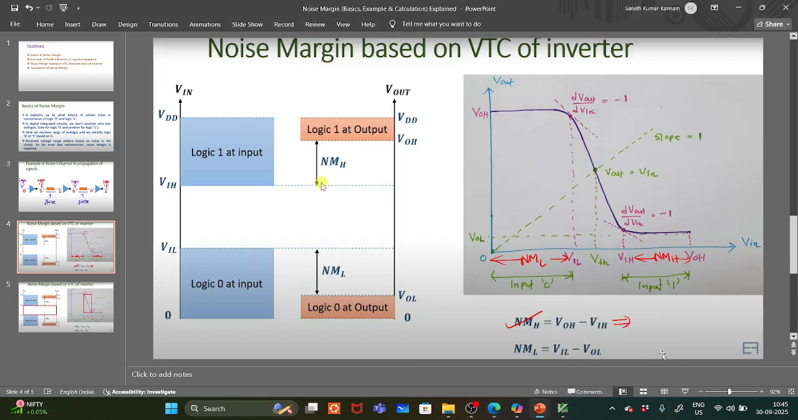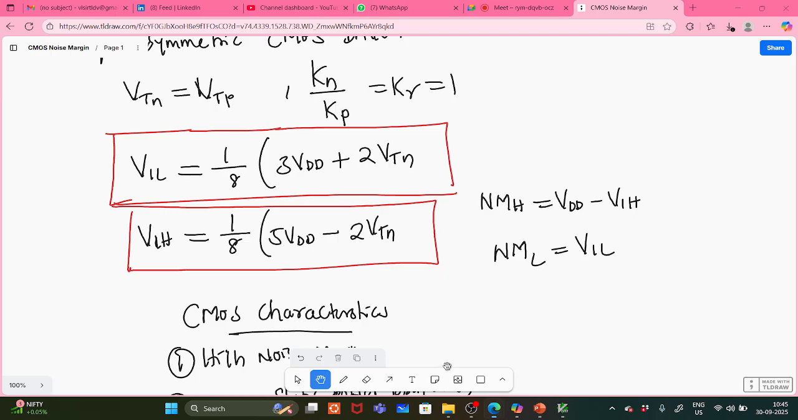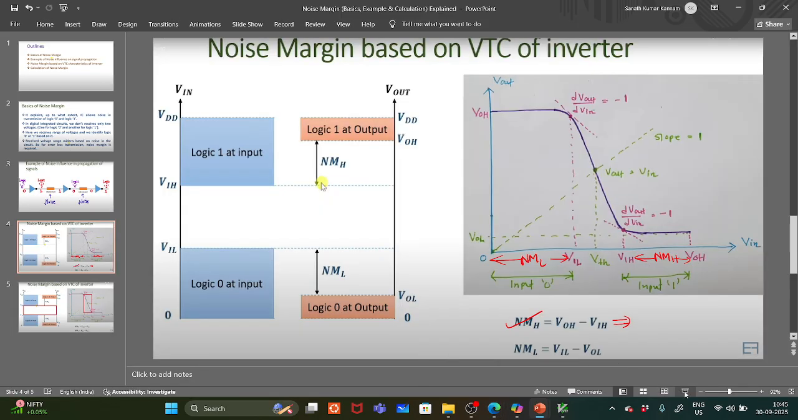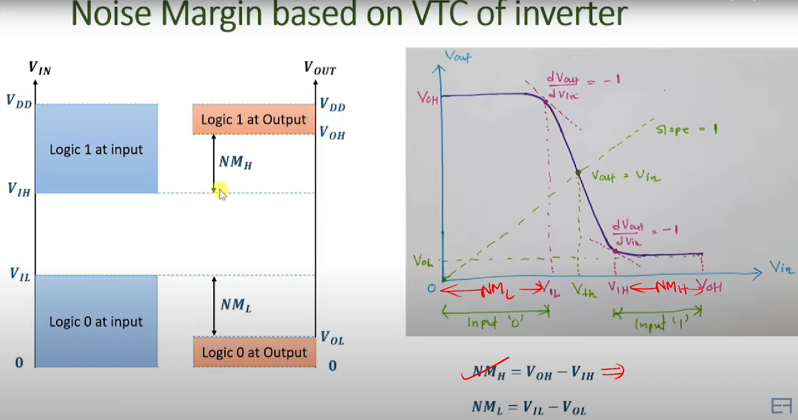So this is VDD, the maximum value. I can write NMH equal to VDD minus VIH, and noise margin low NML equal to VIL minus 0, which means you are getting VIL only. VIL minus VOL is anyway 0 only.